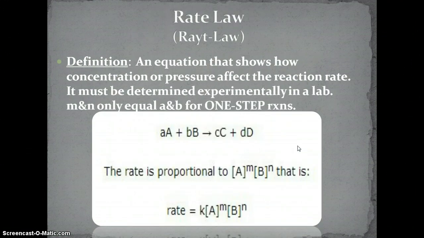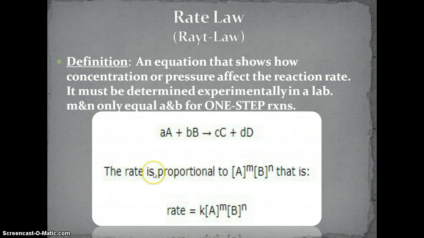Rate law. Rate law is an equation that shows how concentration or pressure affect the reaction rate, and it must be determined experimentally in the lab. So you can't just think these things up. We have to actually get some data, find out how fast reactions go, and use that to determine the reaction rate. And here, this looks familiar from last time, we have the coefficients that were the subscripts, but m and n right here only equal a and b for one-step simple reactions. So we're going to talk more about those later.